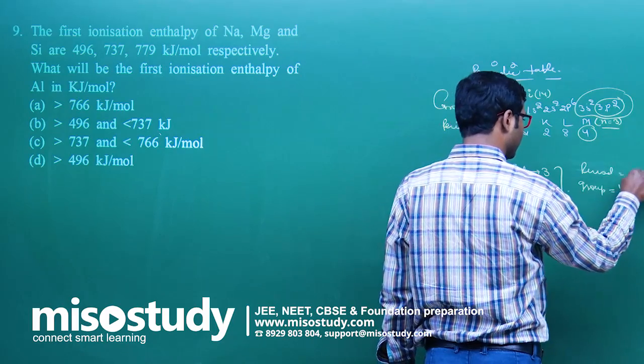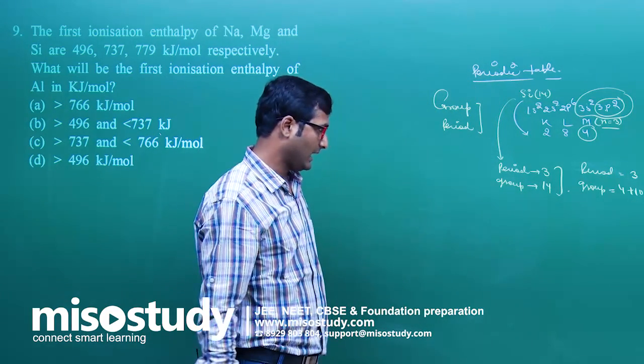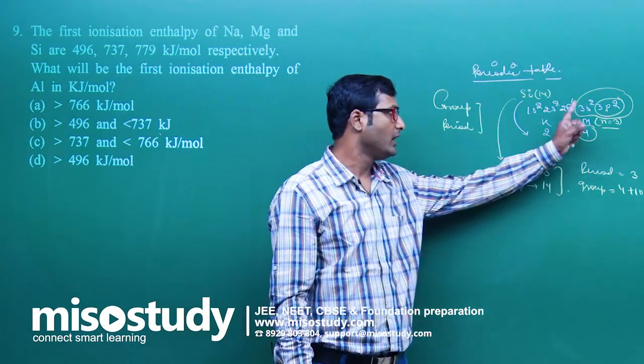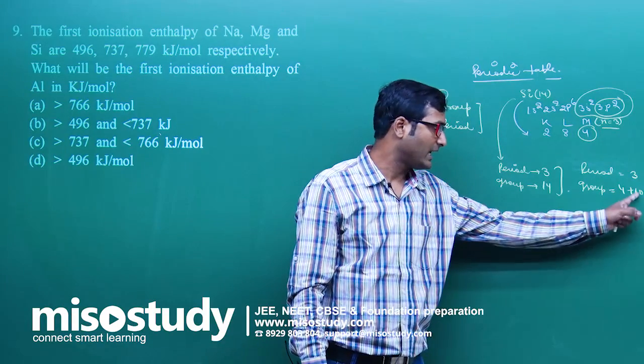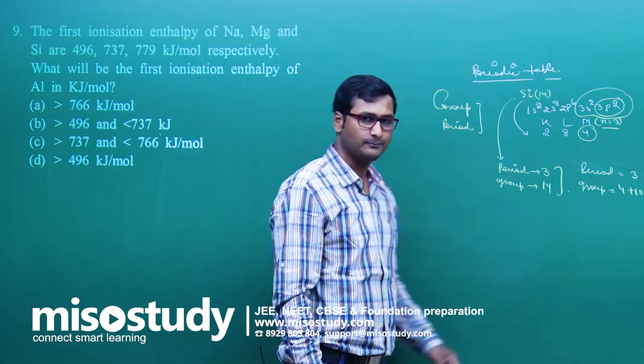And what is the period here? What is the highest value? That is 3. So this is the period, and this is a p block element. So this is the rule: if the last electron enters the p subshell, then to find the group number, add 10.